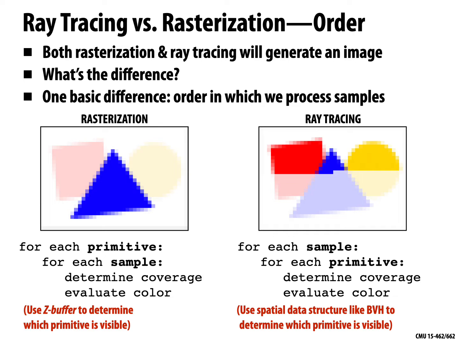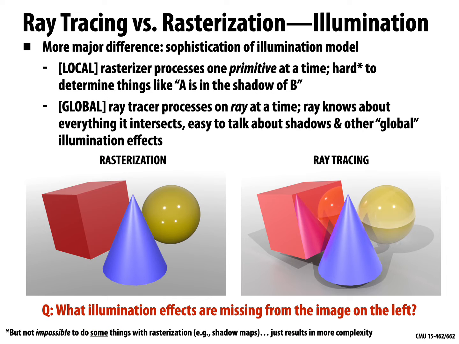And this time, if I don't want to loop through all of the primitives, I can accelerate this question of visibility by using a spatial data structure like a bounding volume hierarchy. Okay? So, in some sense, this feels like a superficial change. Do we loop over primitives and then samples, or samples and then primitives? But this little change is going to make a huge difference in how sophisticated our illumination can be.